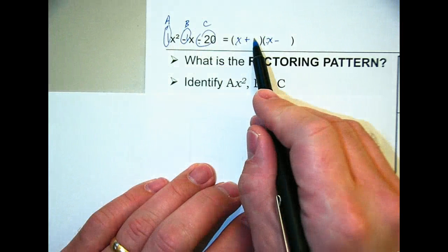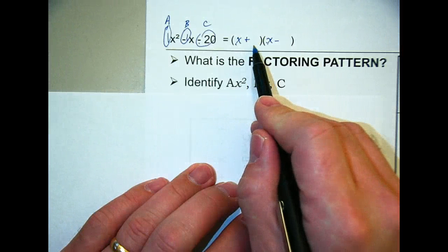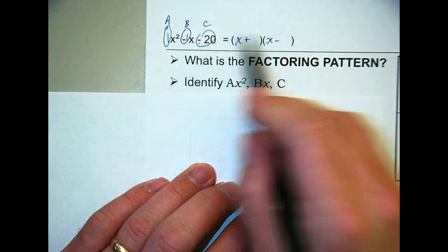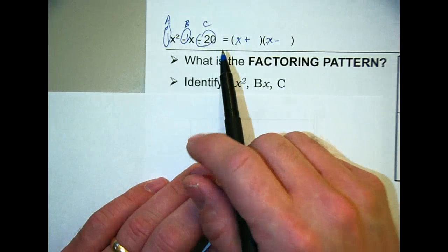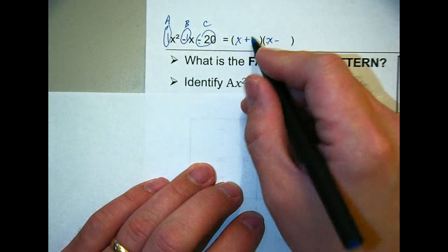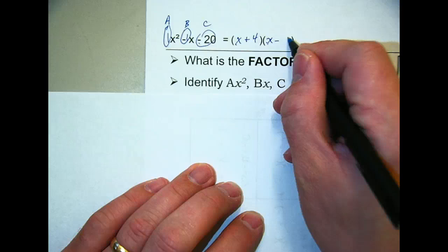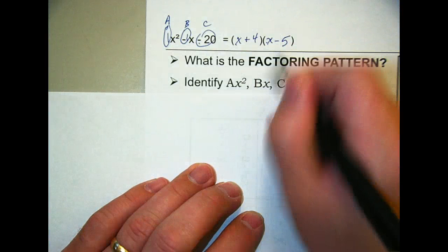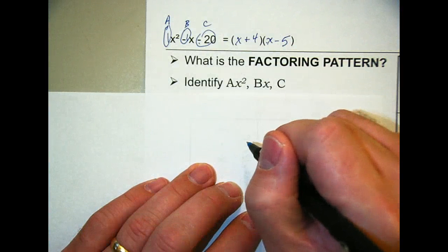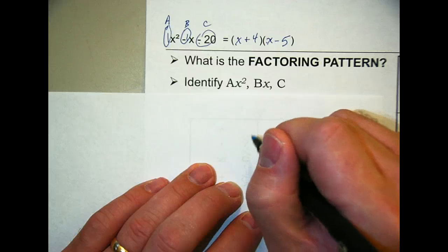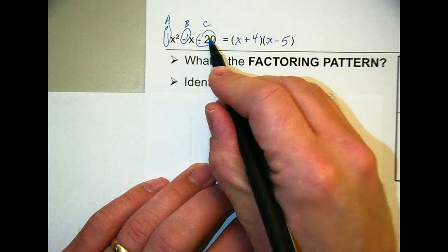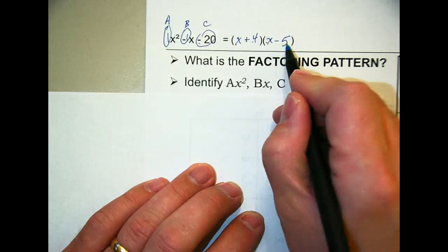What goes here? Two things that multiply to make 20 and add to negative 1. TT? 4 and negative 5? How many got that? Got some agreement there? Yeah, 4 times negative 5 is negative 20. 4 plus negative 5 is negative 1.